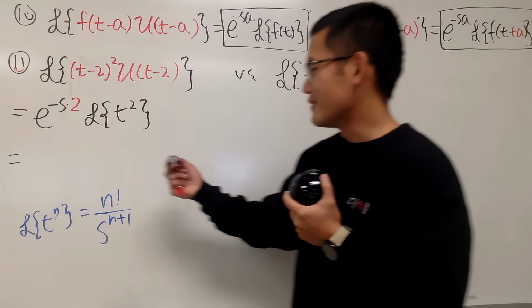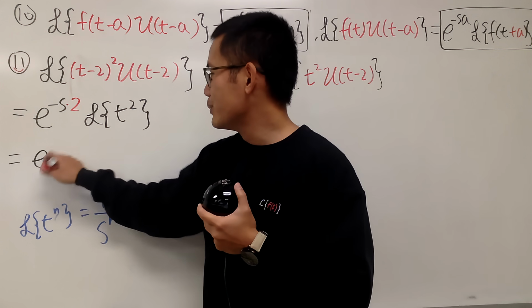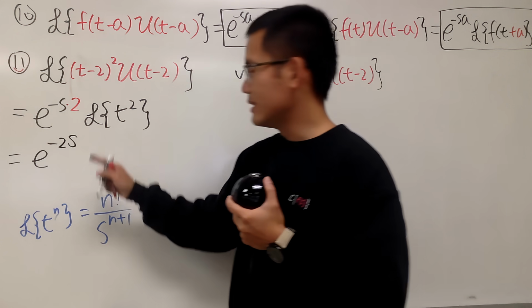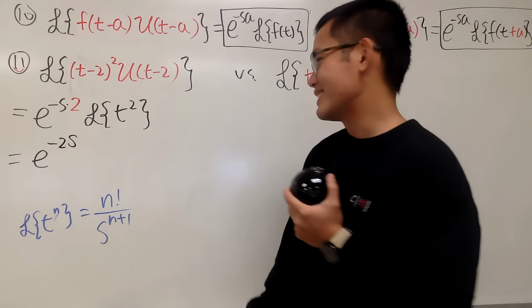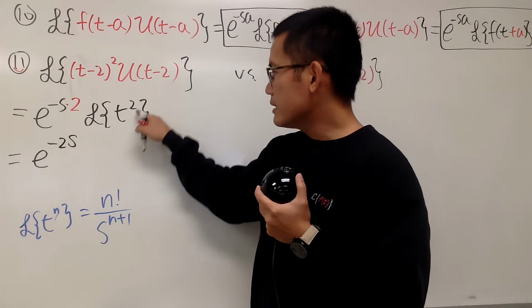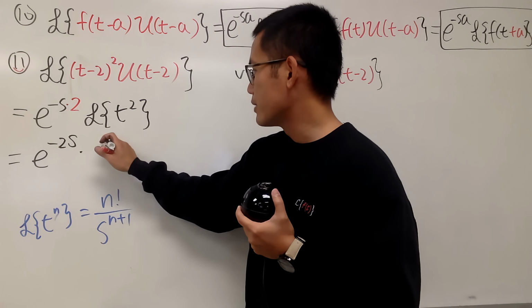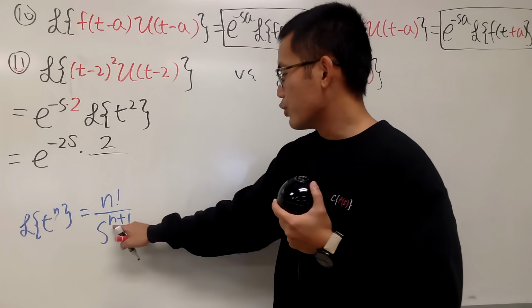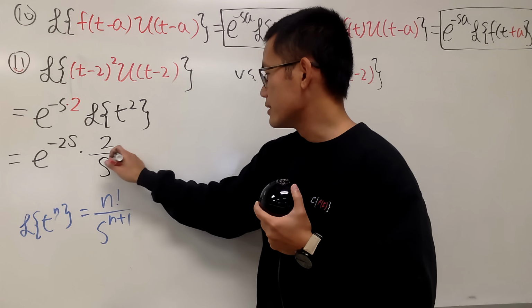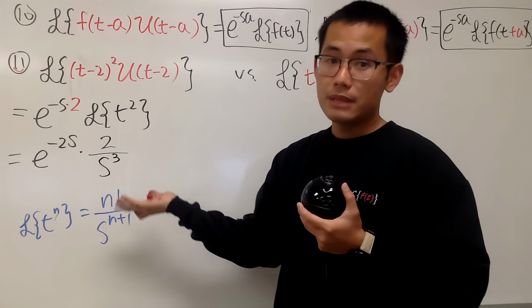So all we have to do is the following. Here we have e to the negative 2s. This is not 25, this is 2s, negative 2s. And then for this, n is 2. 2 factorial is 2, so we just multiply by 2, over 2 plus 1 is 3, so you have s to the third power, like that. Right? That's pretty much it.